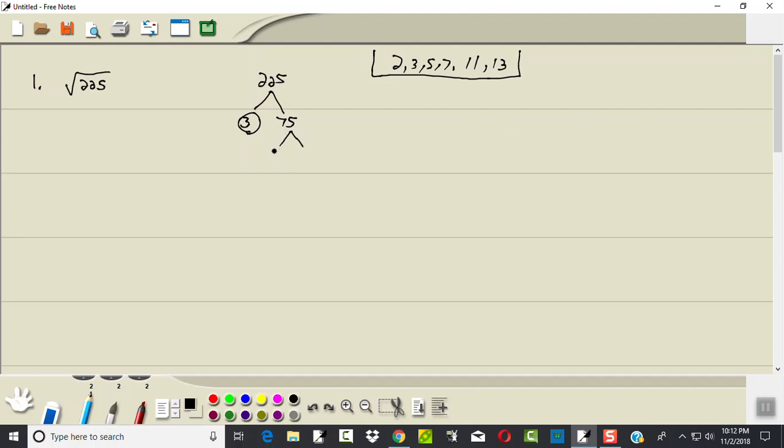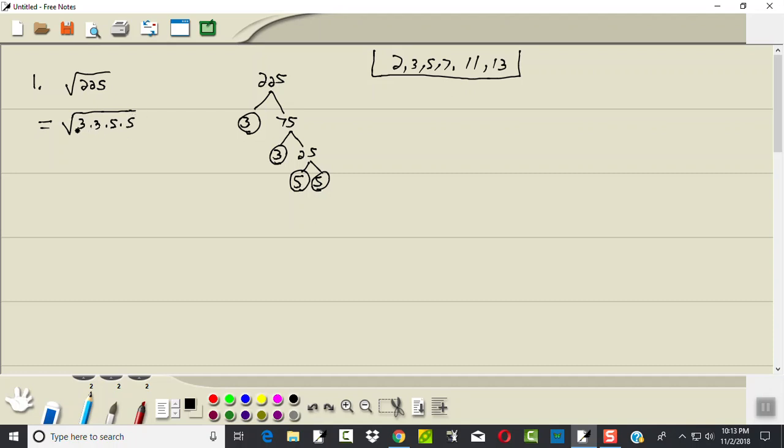75 is still divisible by 3, because 7 plus 5 is 12, and 12 is divisible by 3. 3 times 25. 3 is prime, so I circle it. Now 25 is not divisible by 3, because 2 plus 5 is 7. So I go to my next prime, which is 5. And that's 5 times 5. Both of those are prime, so I circle them. So my prime factorization is 3 times 3 times 5 times 5.